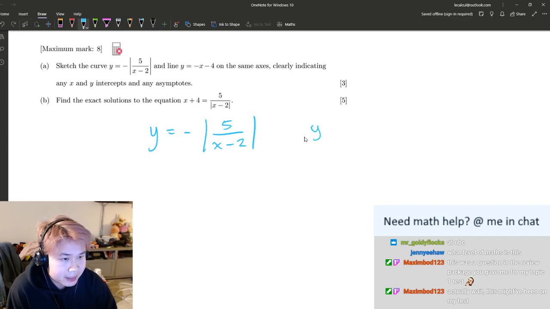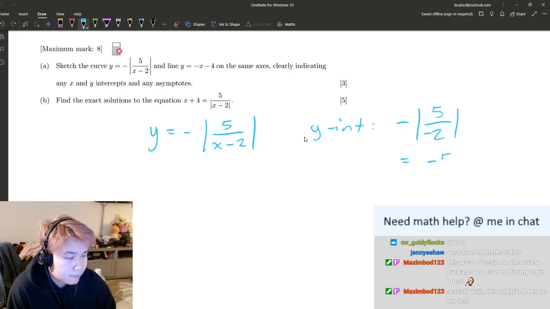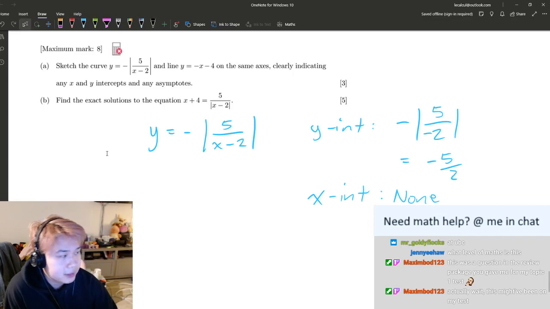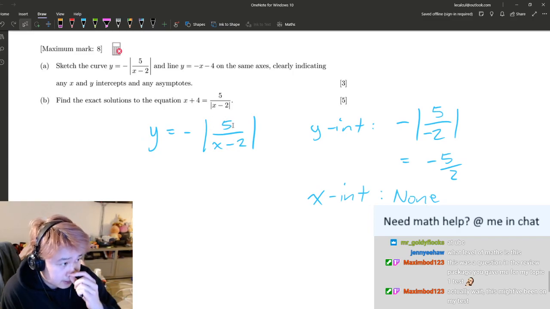So let's find the y-intercepts. The y-intercept will be where the x value is 0. So negative 5/2. The x-intercepts, we have none, because if you just take a look at this, y can never be 0. You have this fraction, and there's always a numerator of 5, so you can't get 0 from that.